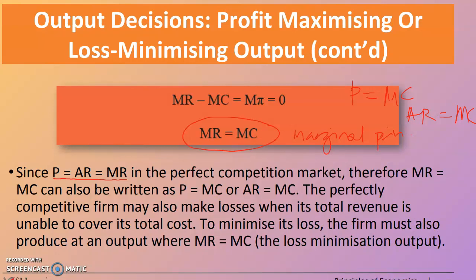So we'll face losses when the TR is unable to cover its total cost. That's why TR is less than total cost. It's when we face losses. So this is the output whereby it can maximize the profit and also minimize the cost.